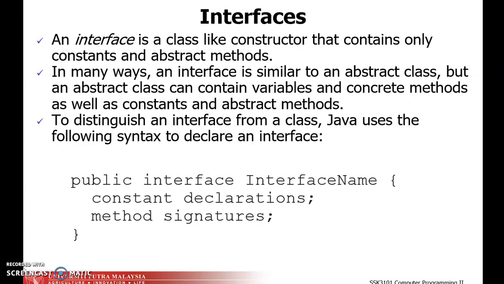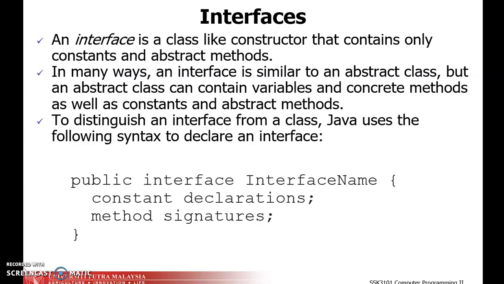Creating a new interface in Eclipse Editor is not the same as creating a new class. You have to create a new interface by clicking the File menu, selecting New, and then clicking Interface. Then you can name your interface. An interface is like a class that contains only constants and abstract methods, which are methods that are declared only by their signature without an implementation body.